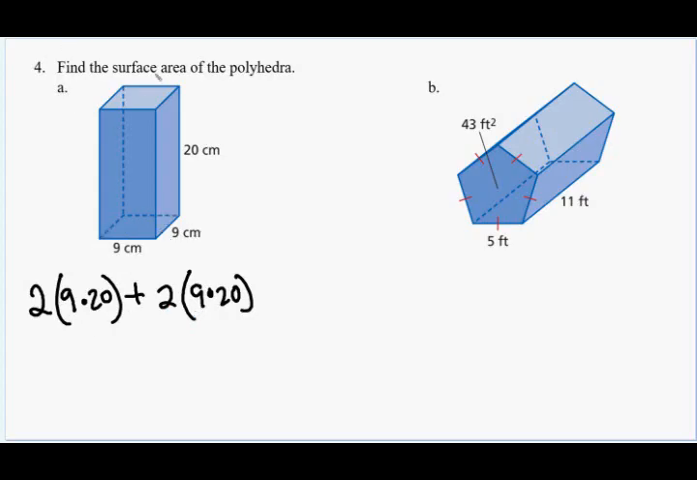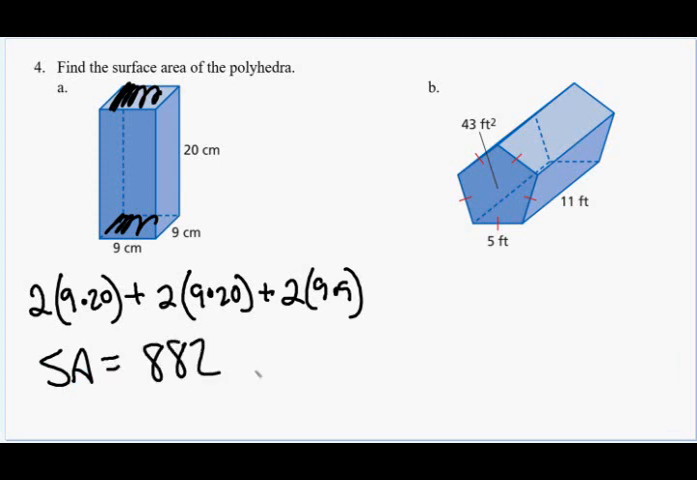And then our top and bottom, this top here would be a 9 by 9. The bottom would also be a 9 by 9. So we have 2 9 times 9s. And what you should get here, again, you should have already solved this yourself, we should have got about 882 units, centimeters, and they will be squared.